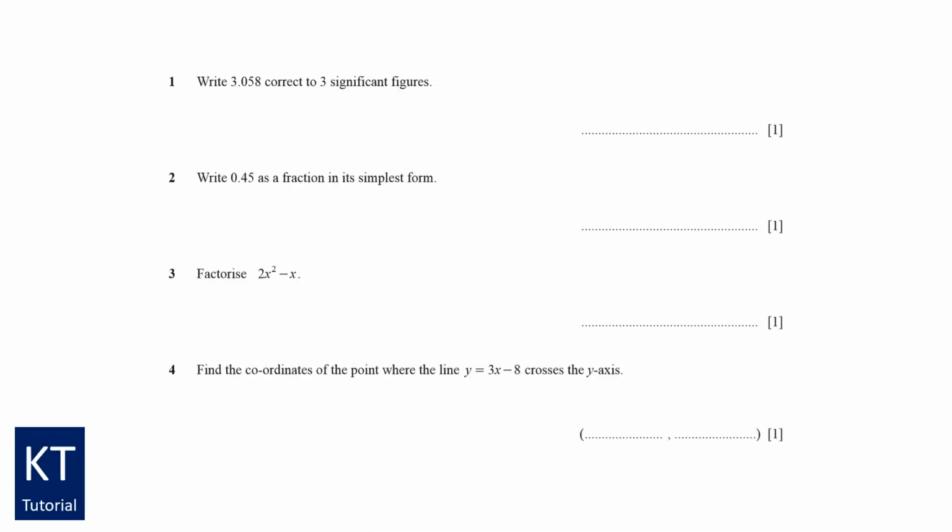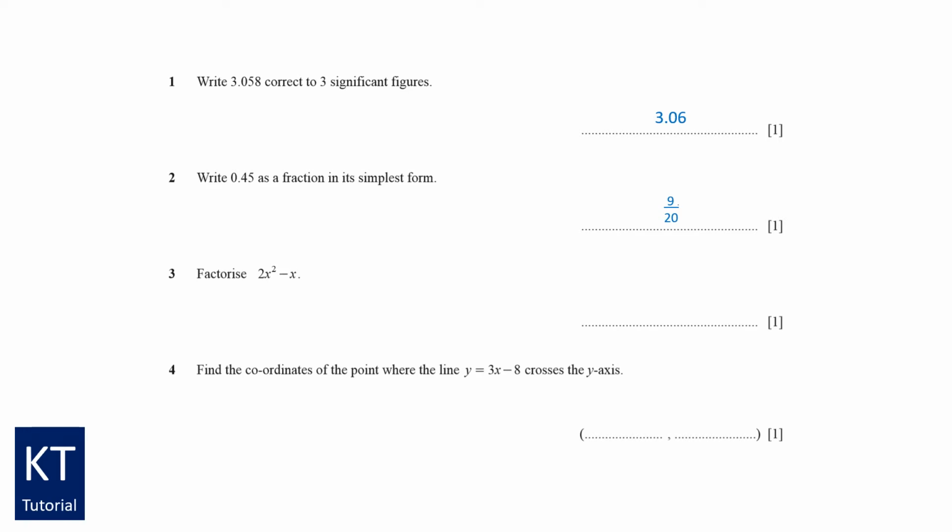Question 1. Write 3.058 correct to three significant figures. This is 3.06. Next, write 0.45 as a fraction in its simplest form. In essence, this decimal translates to 45 over 100, and in its simplest form, 9 over 20.